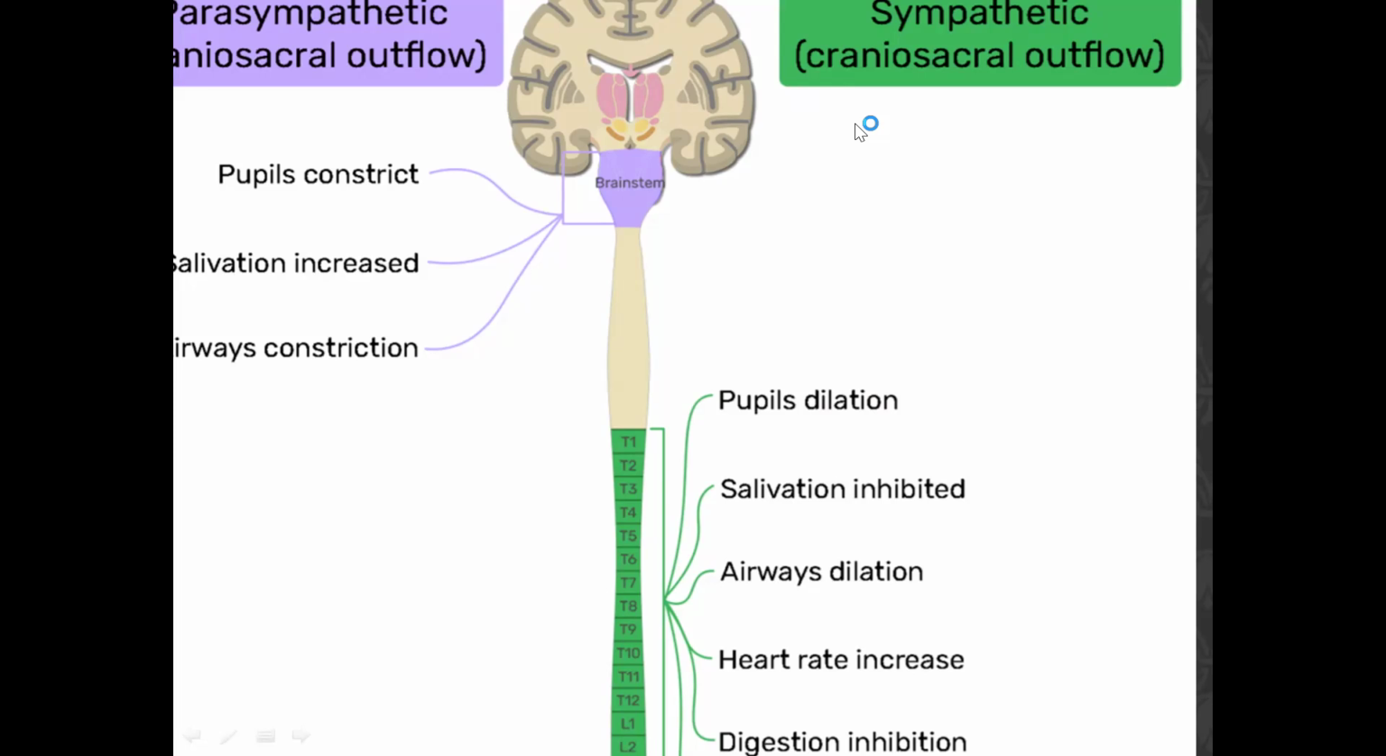Your airways will be dilated. You have bronchial dilation so that you can take in more air, more oxygen. You need to breathe. Your heart rate will increase. Don't you notice that when we are scared or there's a problem, your heart rate just keeps pounding? It is the work of the sympathetic nervous system. It inhibits digestion. It causes what? Vasoconstriction. And your blood pressure goes up. It is the work of the sympathetic nervous system.